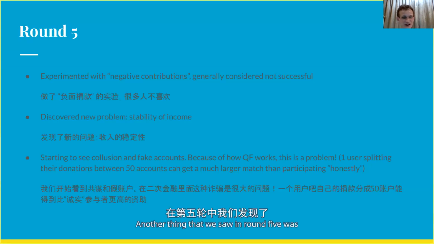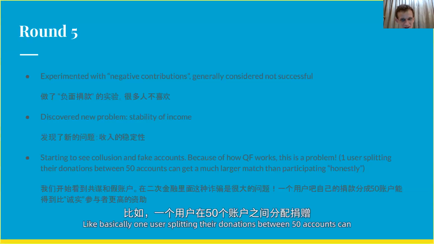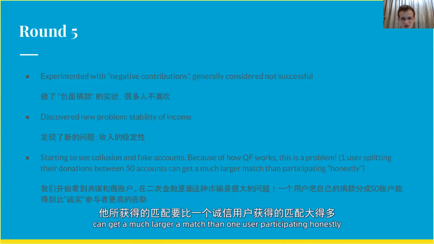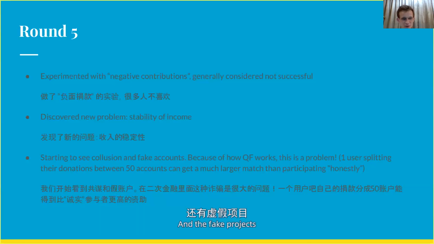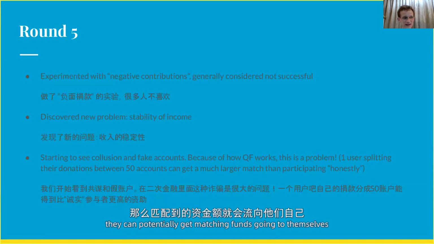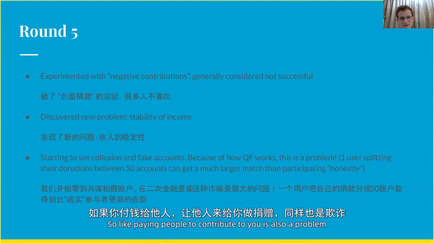Another thing that we saw in round 5 was we started to see collusion and fake accounts, right? Because of how quadratic funding works, this is actually a problem, right? Basically one user splitting their donations between 50 accounts can get a much larger match than one user participating honestly. And projects that are fake projects, if they can create 50 fake accounts and donate money to themselves, they can potentially get matching funds going to themselves. So this is a problem. Collusion, so like paying people to contribute to you, is also a problem.